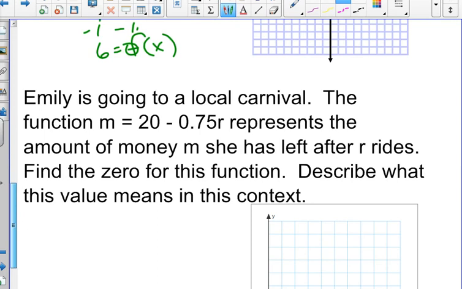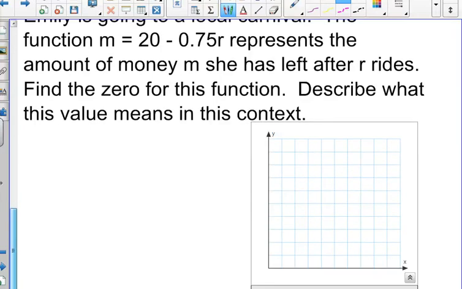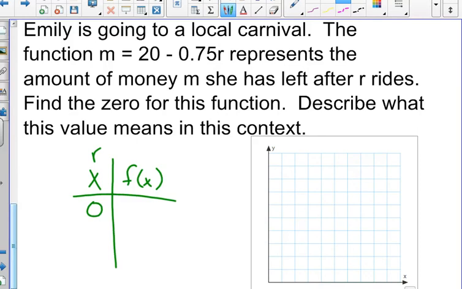Okay? Emily is going to the local carnival. The function m equals 20 minus 0.75r represents the amount of money m she has left after r rides. Find the 0 for this function. Describe what this value means. Okay, so we are going to go ahead and graph it. Okay, so we have an x and we have our f of x. Let's just put in a couple r, or our x is our r, so we can't have negative rides. So we have 0, and let's just put in 5. 0 rides and 5 rides, and then we're going to graph those.